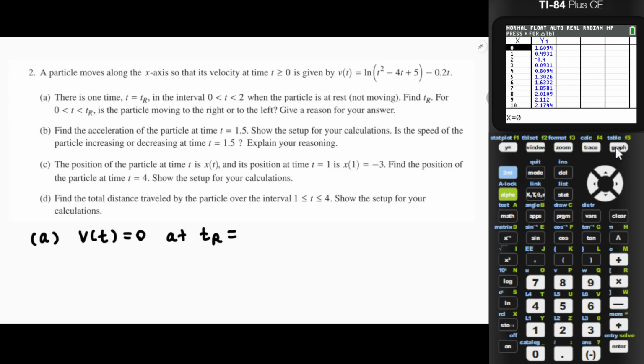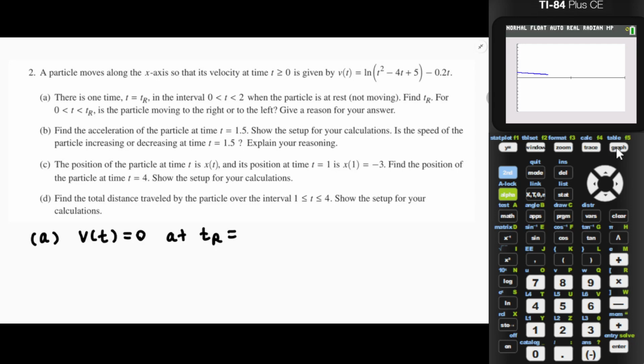Oh, whoops, that's a table. All right, so it's graphing. I see it's approaching 0. There it is hitting it, and I'm just needing to find that time. So I'm going to calculate the 0 between time t equals 1 and time t equals 2. Give it a guess. That'll be tr equals 1.426.